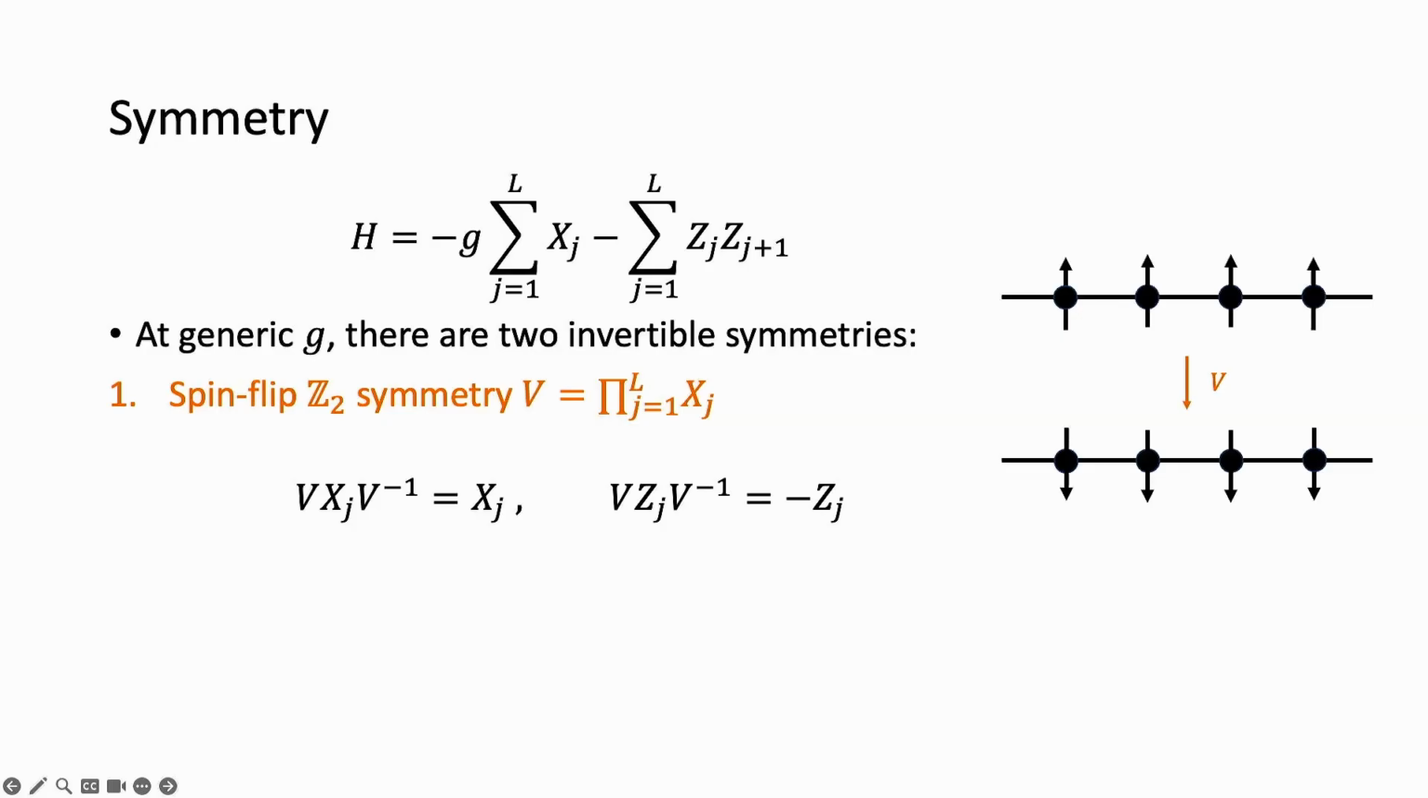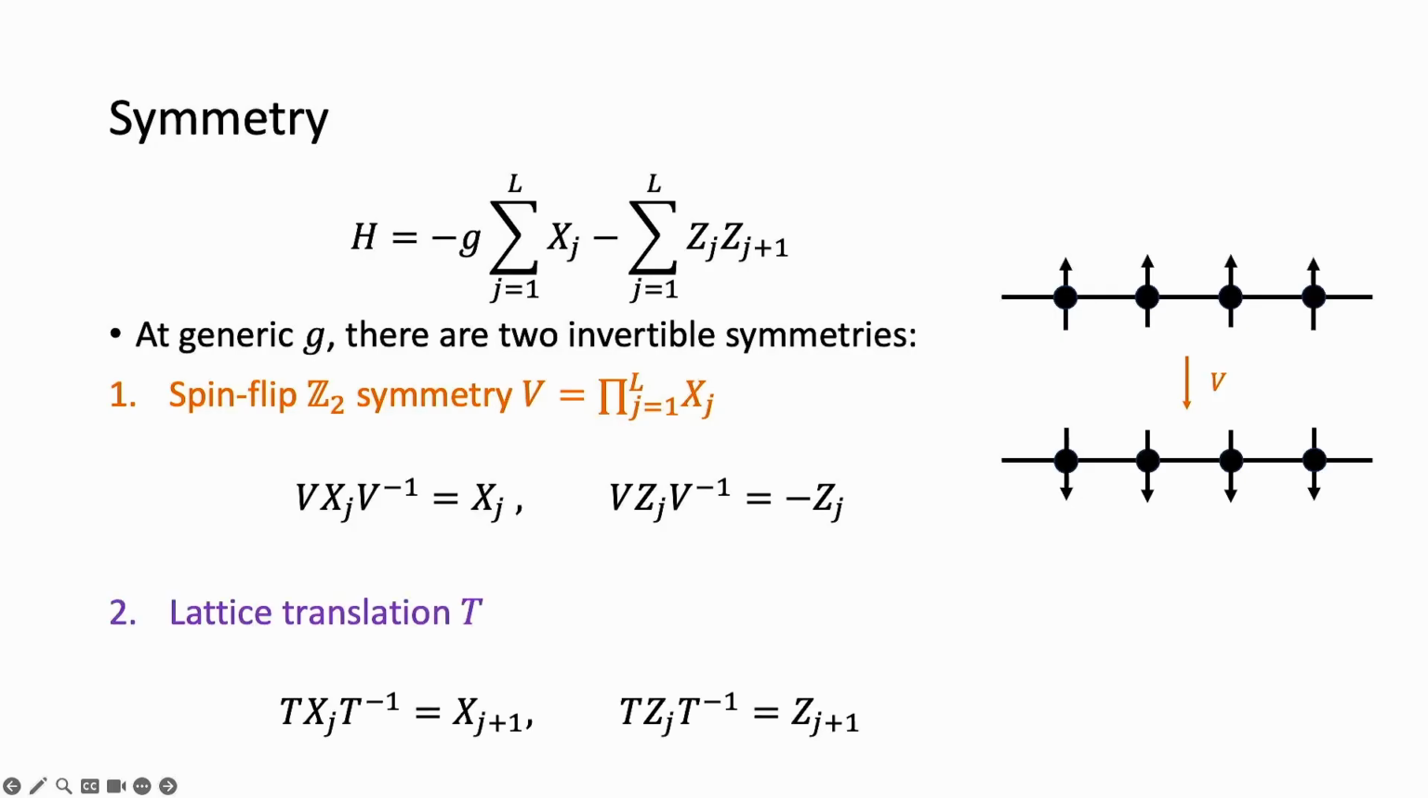Imposing this Z2, this is the simplest kind of Hamiltonian you can write down. You allow for a linear term in X, but you have to have a quadratic term in Z. Furthermore, I'm going to impose lattice translation, which takes you from site j to site j plus 1. All right.